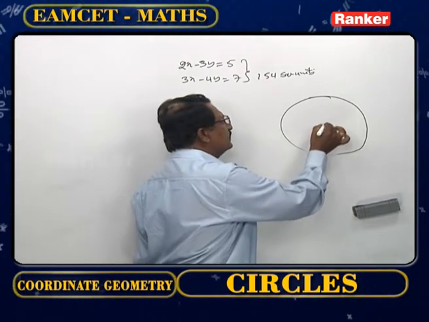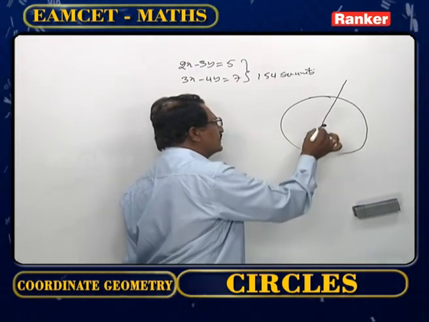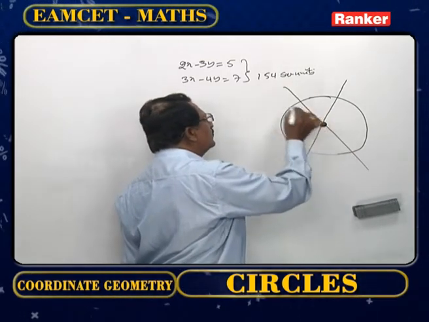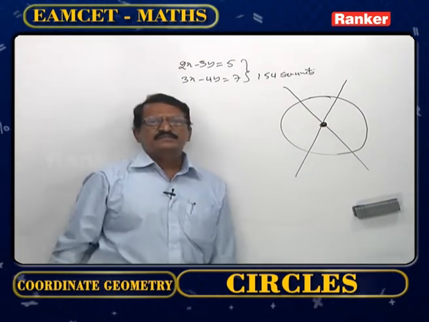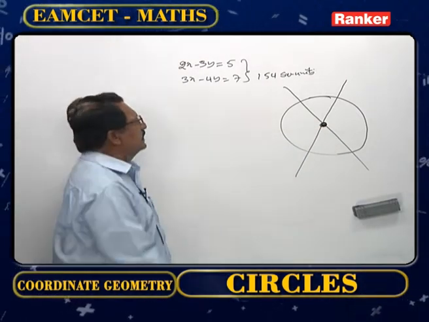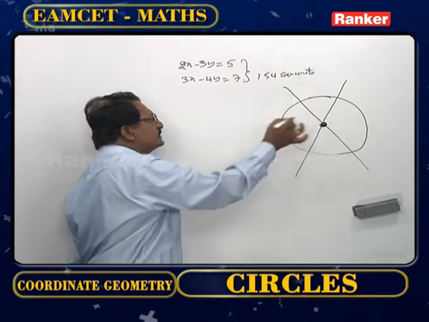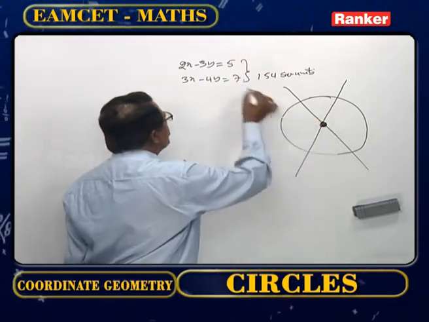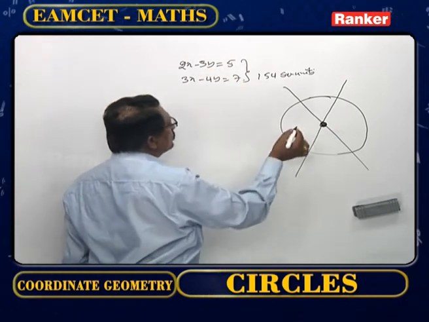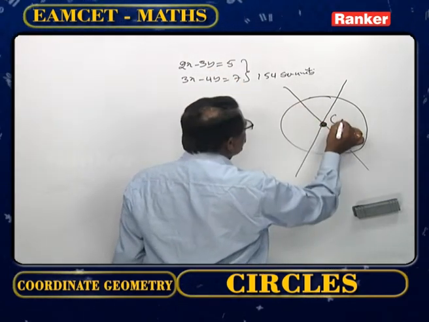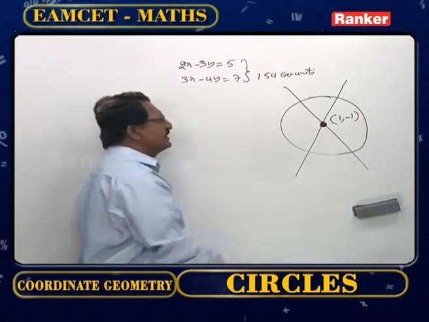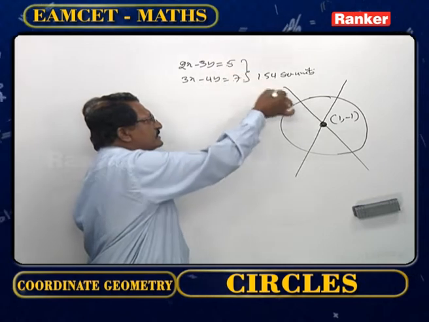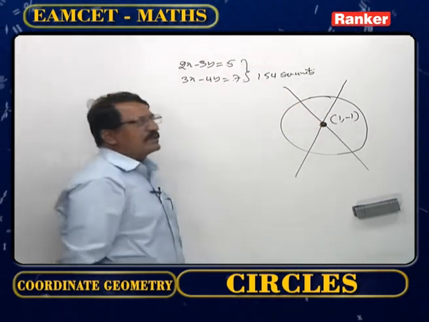A diameter of a circle always passes through the center. Given two diameters, the point of intersection of the two diameters is the center of the circle. By solving the two equations we get the center of the circle as 1 comma minus 1.